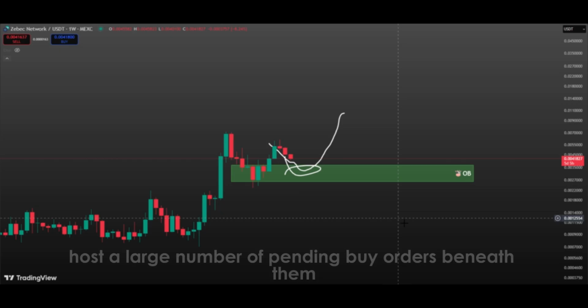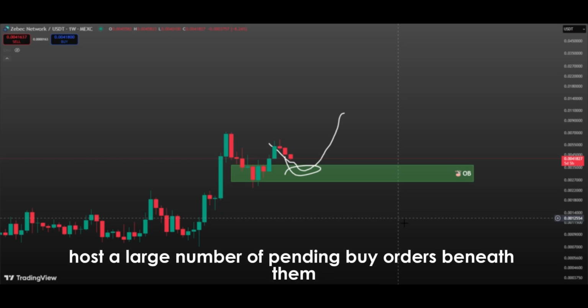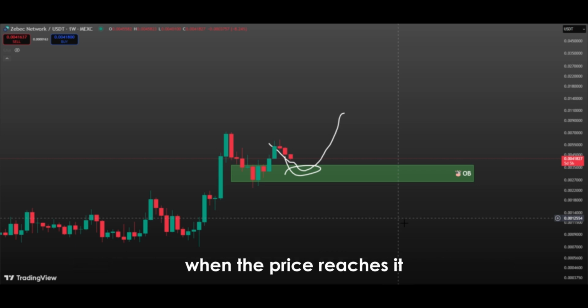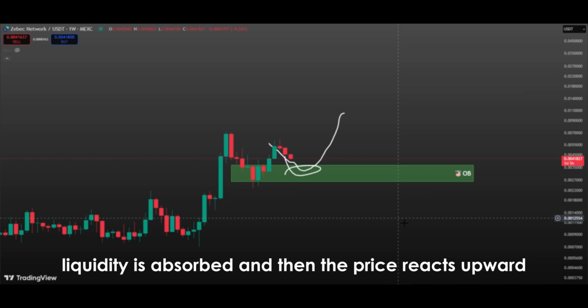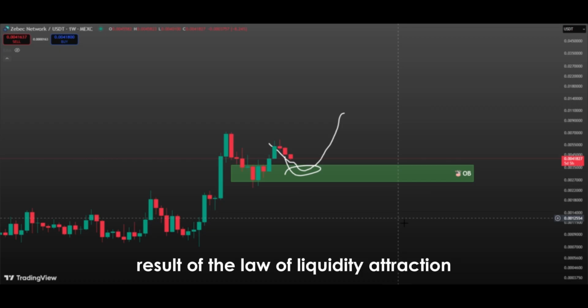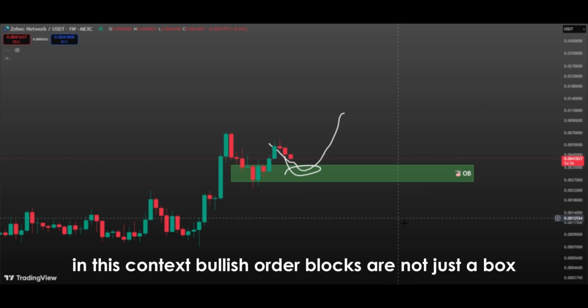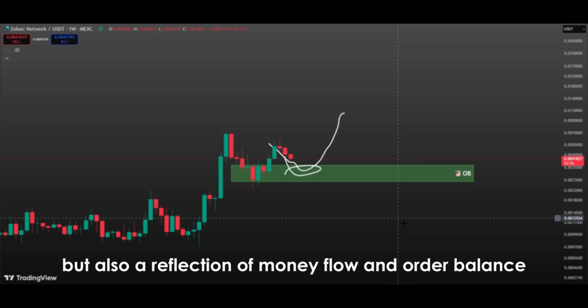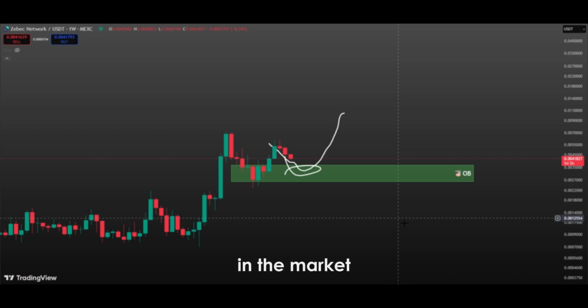Bullish order blocks host a large number of pending buy orders beneath them, so it is natural for the price to head toward this zone. When the price reaches it, liquidity is absorbed, and then the price reacts upward. In other words, the price bouncing from the bullish order block is also a natural result of the law of liquidity attraction. In this context, bullish order blocks are not just a box visible on the chart, but also a reflection of money flow and order balance in the market.